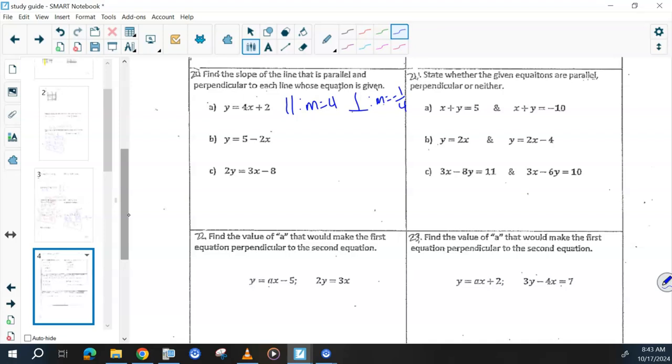In B, this is almost in slope-intercept form, but it's switched, so I have to know that this is my slope, not the 5. So for the parallel, what would that slope be? Negative 2. And for the perpendicular, what would that slope be? Positive 1/2. And then for C, we have to solve that. Get y by itself. What would we do there?